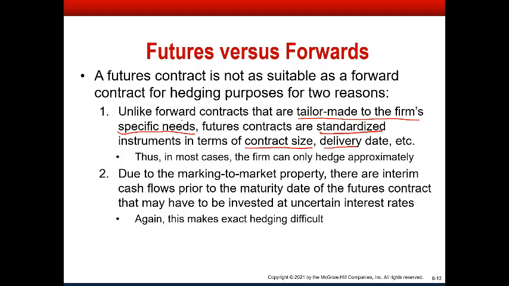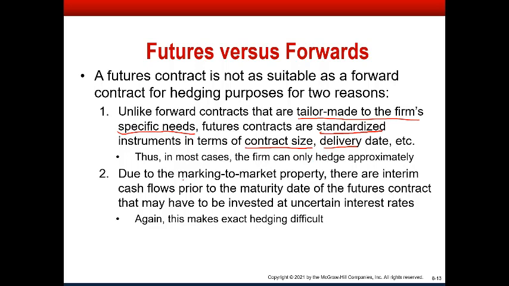So with forward contracts, you can hedge perfectly, whereas with futures contracts, you'd have to just find the approximate number of contracts needed to offset the cash flow, and then the approximate maturity or time frame that roughly matched up to the future dates whether that foreign cash flow was going to occur.